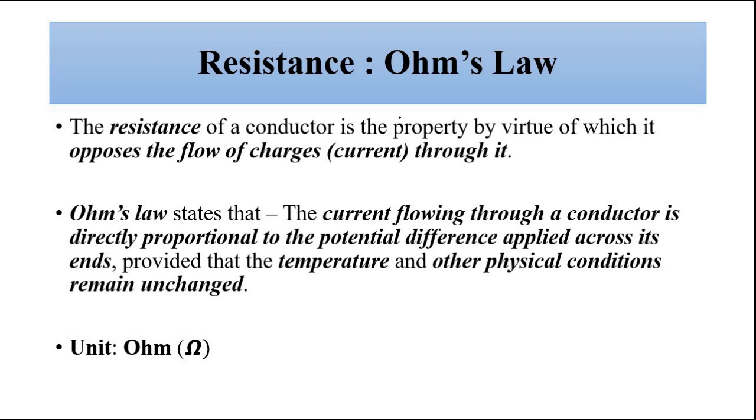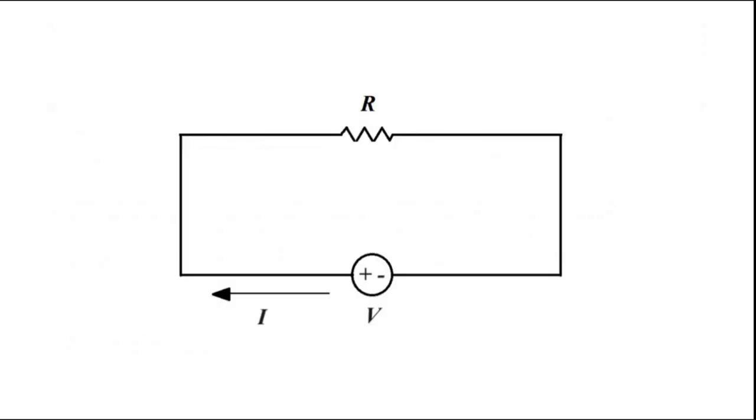Ohm's law states that the current flowing through a conductor is directly proportional to the potential difference applied across its two ends. And here the important condition is that temperature and other physical conditions such as dimension, changes in dimension, are all constant, they do not vary. So current is directly proportional to potential difference.